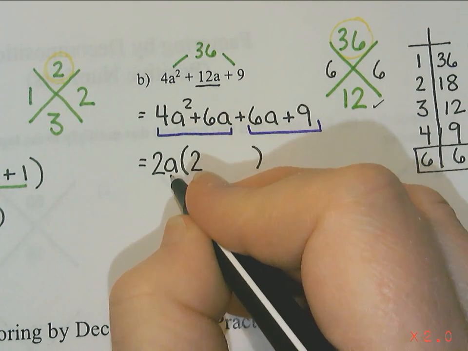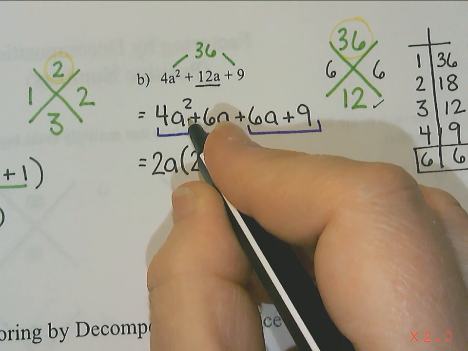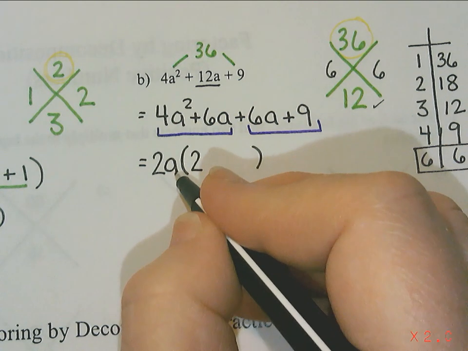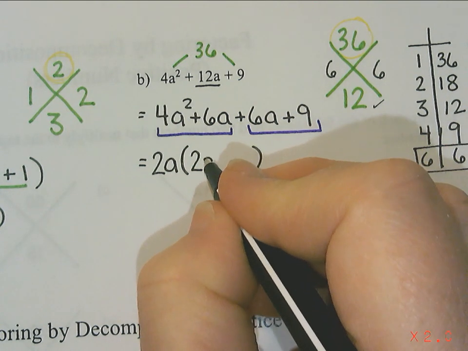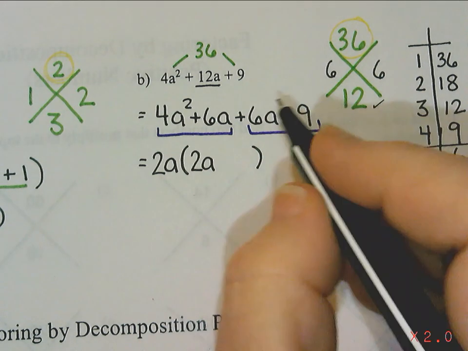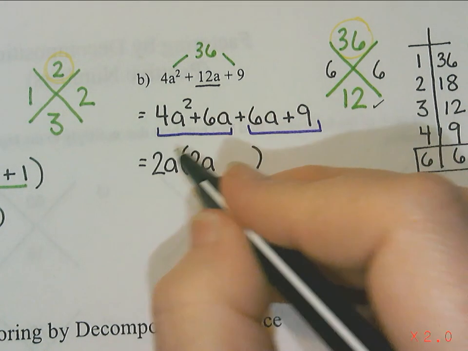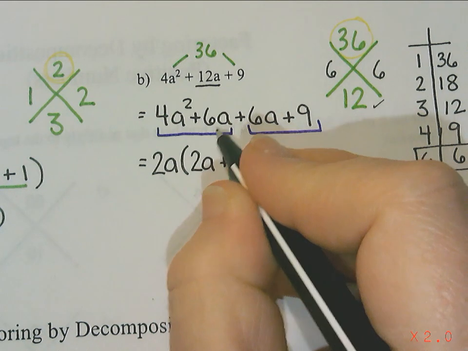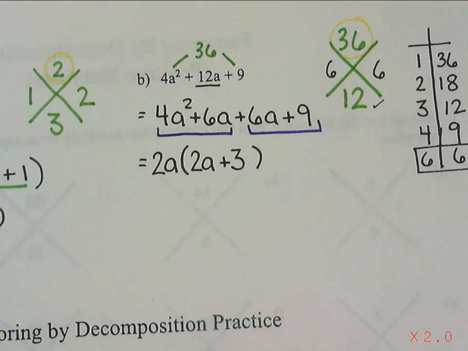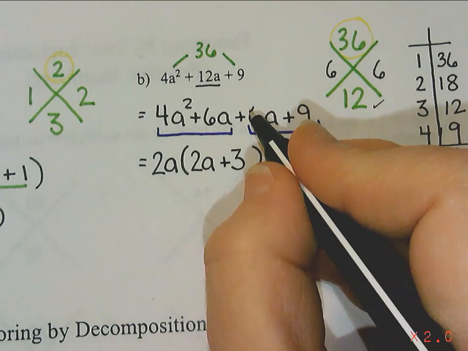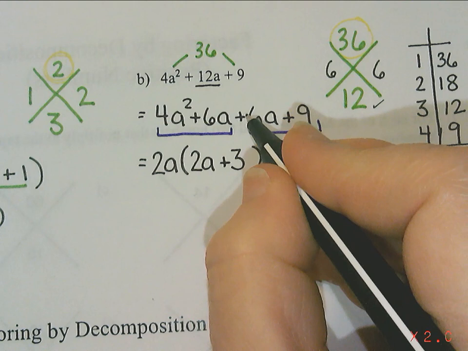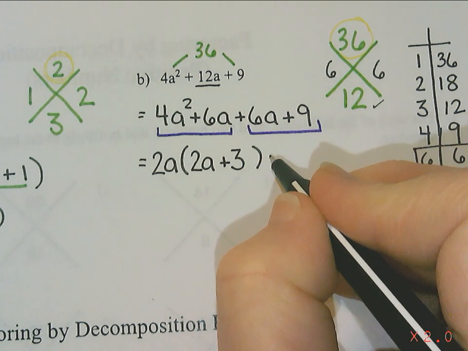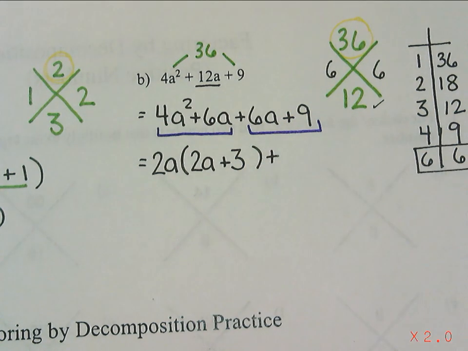a squared divided by a, I have 2 a's being multiplied. We're taking one of those out when we divide, so we have 2a. 6a divided by 2a, 6 divided by 2 is 3. And then a divided by a, we have taken that out. It is gone. We don't need an a in the bracket anymore. All right, the sign that goes in between here is always the sign in between our two pairs, so that plus sign goes right there.